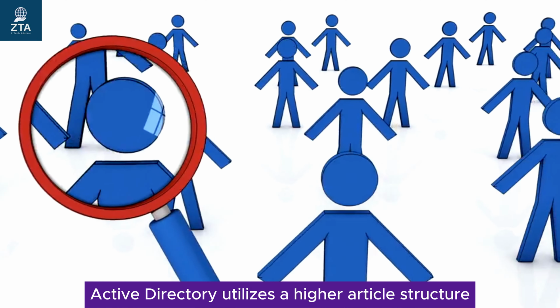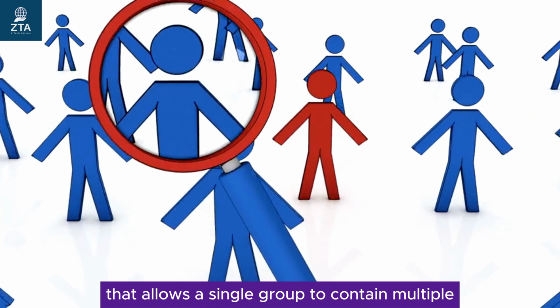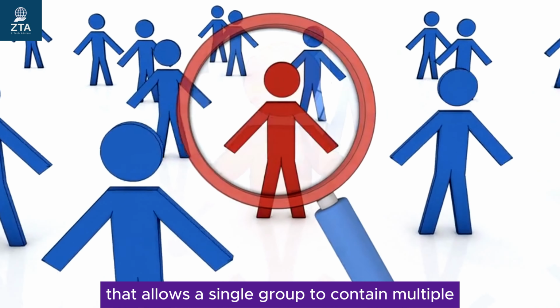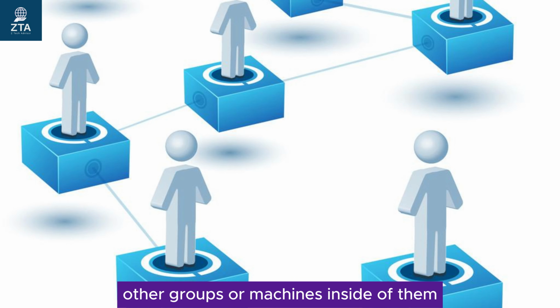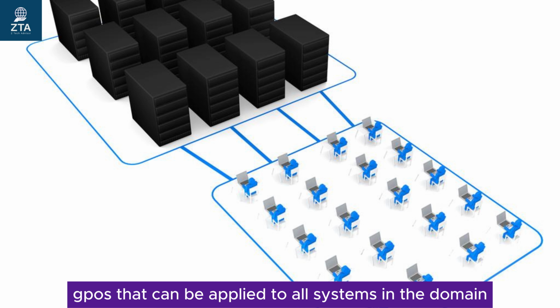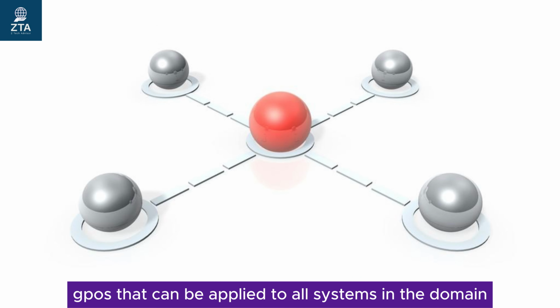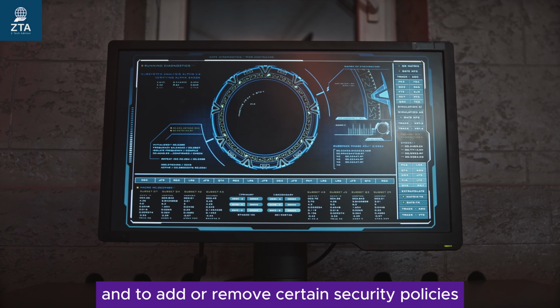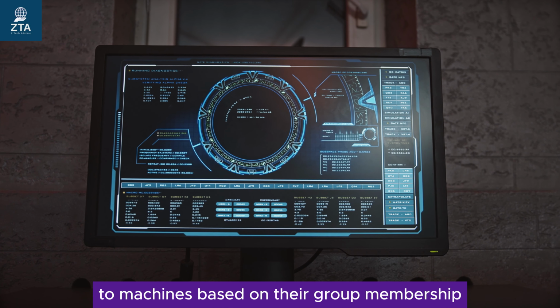Active Directory utilizes a hierarchical structure that allows a single group to contain multiple other groups or machines inside of them. It becomes easy to create group policy objectives, GPOs, that can be applied to all systems in the domain and to add or remove certain security policies to machines based on their group membership.